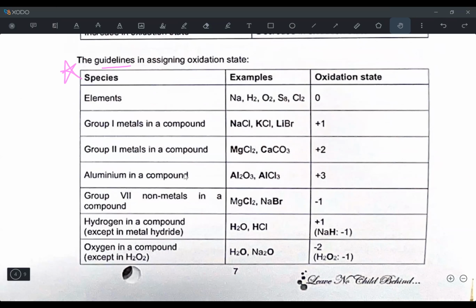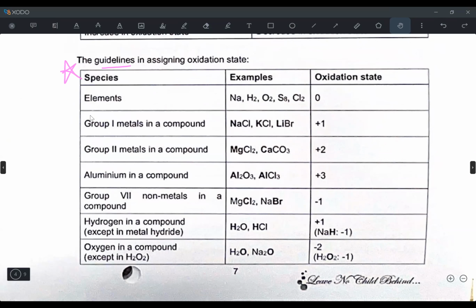So we go through some guidelines first, then later I will show you how to know whether it is an increase or decrease. For elements, as long as it is an element on its own, like sodium, hydrogen H2, O2, Cl2, the oxidation state will be 0. So this one must remember.